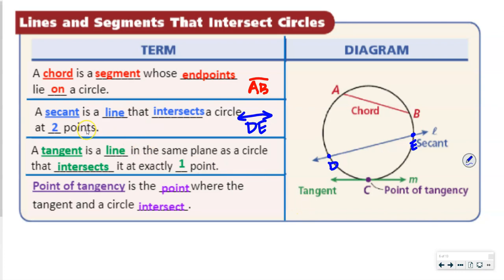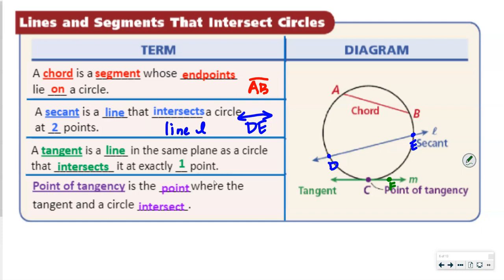Then when we're talking about a tangent, okay, so this secant was a line. It had arrows on either end, right? This was a chord. It had endpoints. Now, when we talk about a tangent line, it's a line in the same plane as a circle that intersects it at exactly 1 point. So that is this point down here, and we're going to call it CF, okay? So it's also M. So up here, this line up here could also be called line L, right?